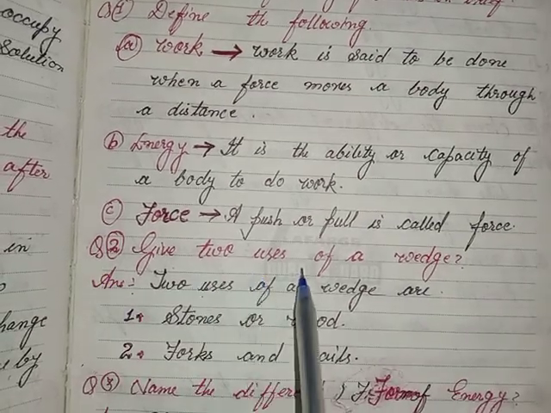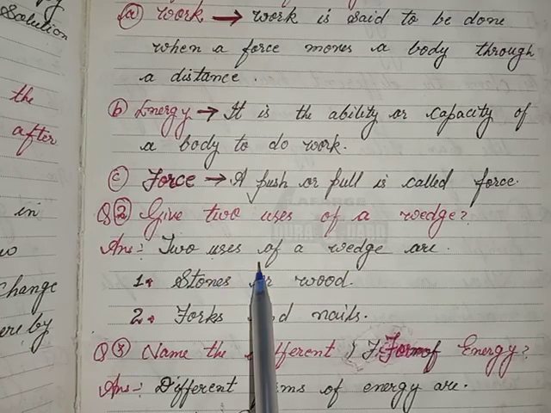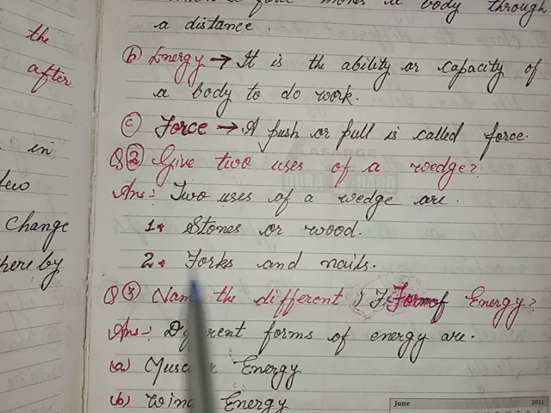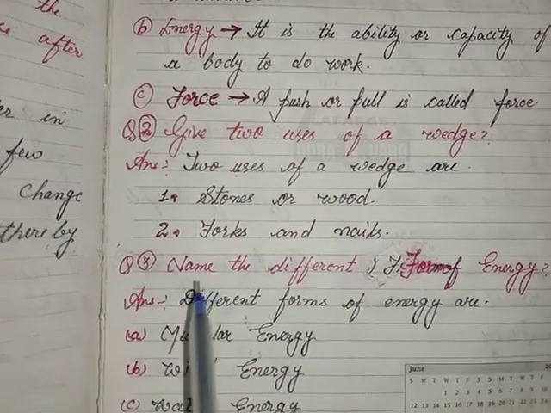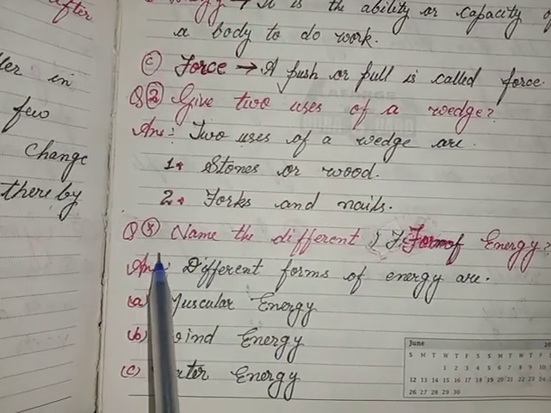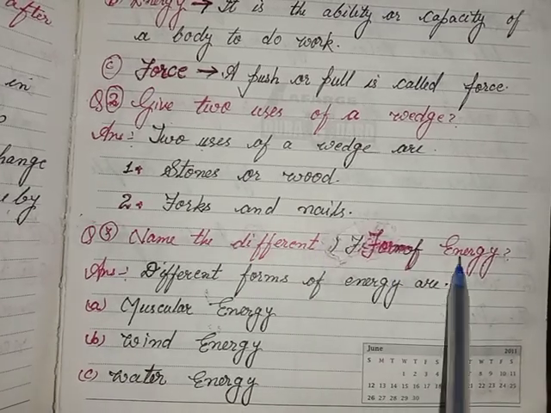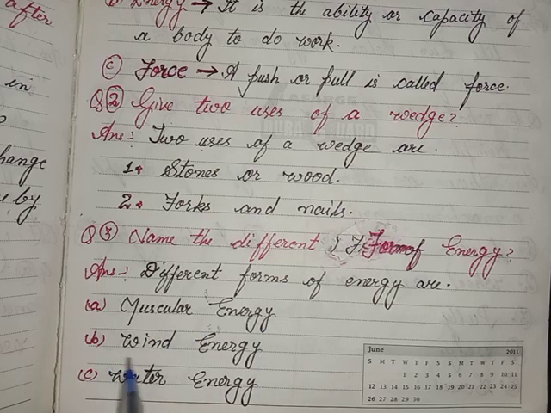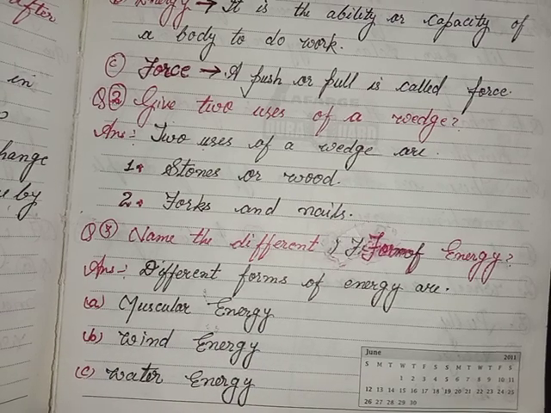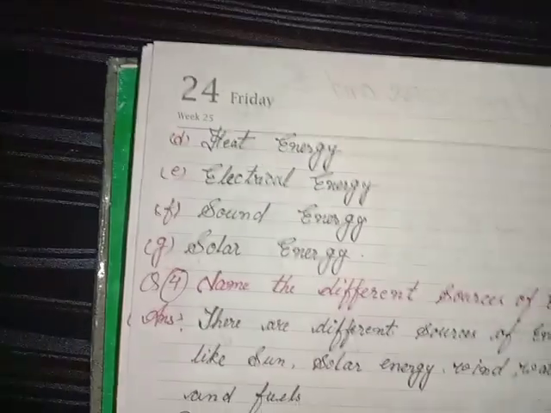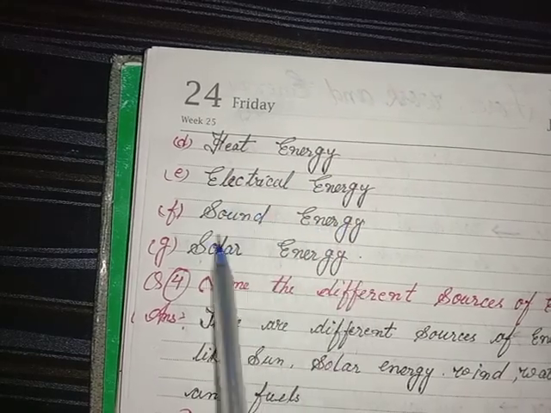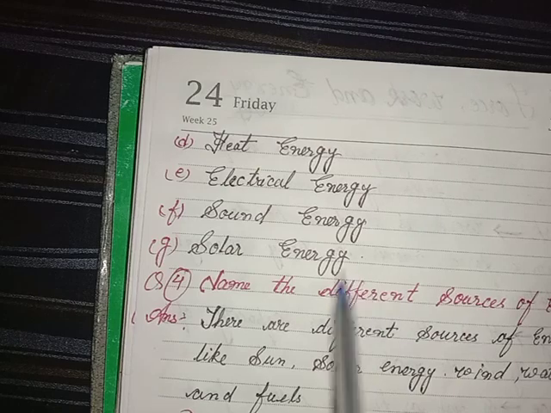Second, give two uses of wedges. Answer: two uses of wedges are: first, cutting stones or wood; second, forks and nails. Third, name the different forms of energy. Answer: different forms of energy are muscular energy, wind energy, water energy, heat energy, electrical energy, sound energy, solar energy.